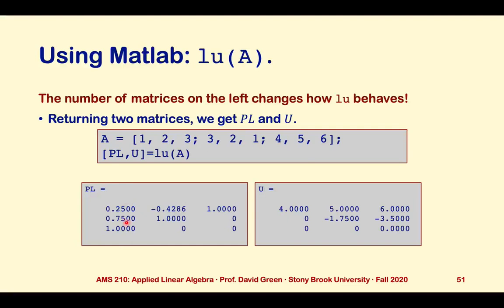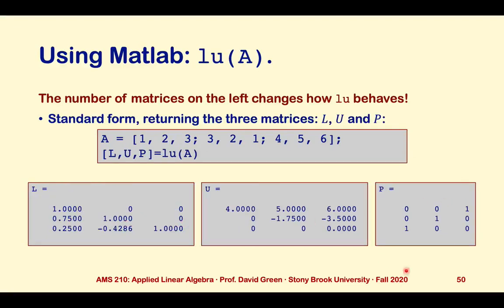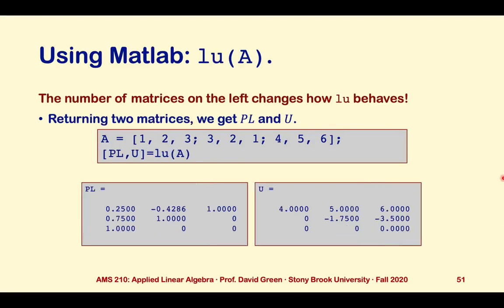Why did it do that? Because this permutation matrix said swap the first row and the last row. When you only ask LU to give you 2 matrices, the first matrix it gives you is actually the product of P and L. It found the lower triangular matrix, and then it multiplied the permutation matrix by it.